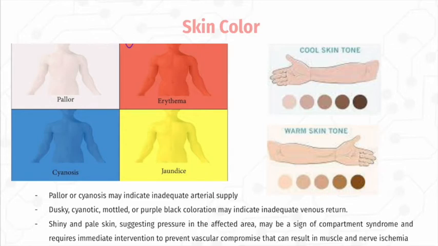Dusky, cyanotic, mottled, or purple-black coloration may indicate inadequate venous return. Shiny and pale skin, suggesting pressure in the affected area, may be a sign of compartment syndrome and requires immediate intervention to prevent vascular compromise that can result in muscle and nerve ischemia.